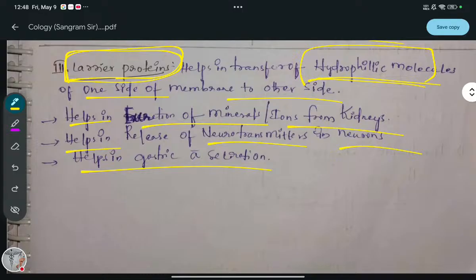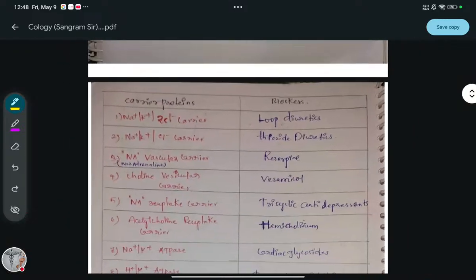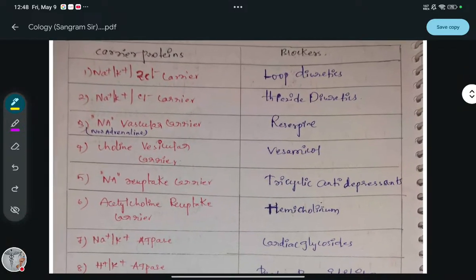These are the actions of carrier proteins. So they help hydrophilic molecules to transfer from one side to another side. It helps in the excretion of minerals and ions from the kidney. It also helps in the release of neurotransmitter and in gastric acid secretion. Okay, these are the most important points. Next we will see what the carrier proteins are and what their blockers are.